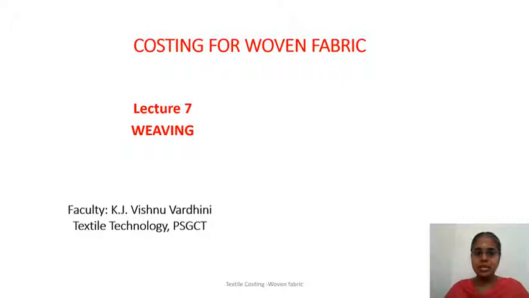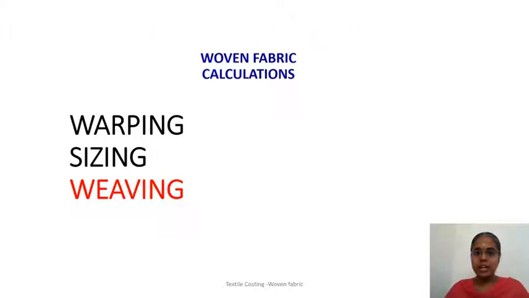Good day to all. This is the seventh lecture in the calculation of woven fabric costing. We have already seen calculations related to warping, sizing, and a few related to weft. We saw yarn requirements and the calculation of cloth cost per meter. Now, in this problem, we will see how to calculate the selling price along with all the preparatory process costs available.